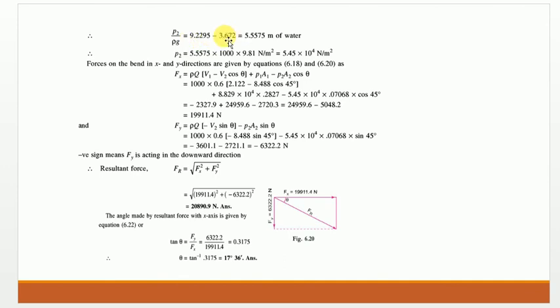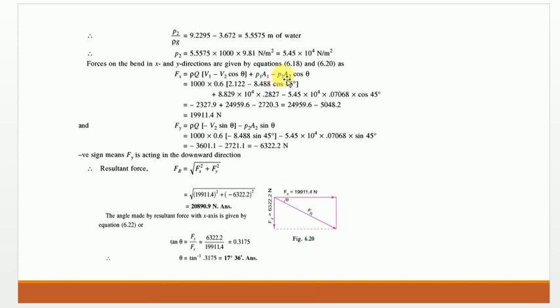By simplifying this, we find P2 equal to 5.45 into 10 power 4 Newton per meter square. So now we know P1 and P2. We need P1 and P2 for finding the force exerted by the water on the bend, so we need to know the pressure values. What is the pressure force?